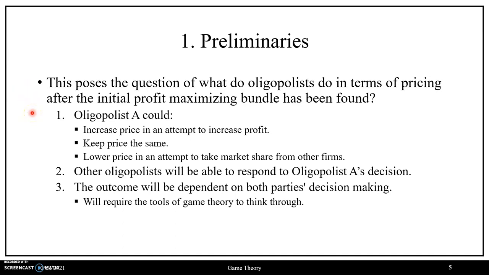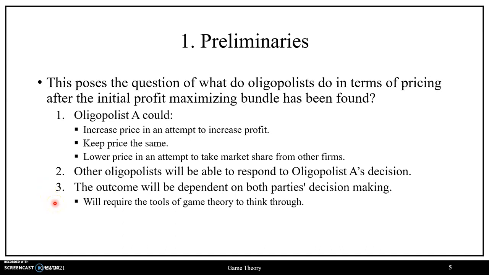Well, oligopolist A could increase their price in order to attempt to increase their profit levels. They could also keep their price the same, or they could lower the price in order to take market share from other firms in the space. But given any of those three decisions, other oligopolists in the space will be able to respond to oligopolist A's decision, where the outcome then is dependent on both parties' decision making, as we saw with the kinked demand curve.